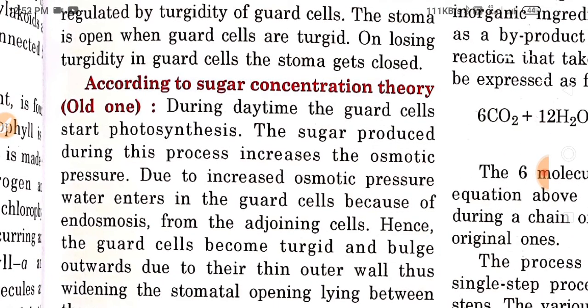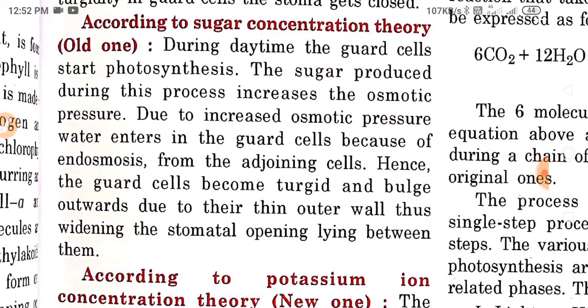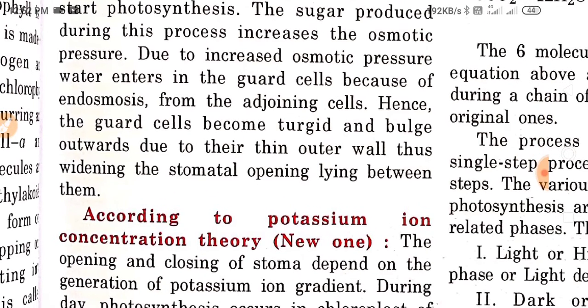According to the sugar concentration theory, the old theory, during daytime the guard cells start photosynthesis. The sugar produced during the process increases the osmotic pressure. Due to increased osmotic pressure, water enters the guard cells by endosmosis from the adjoining cells. Hence, the guard cells become turgid and bulge outwards due to their thin outer wall, thus widening the stomatal opening lying between them.